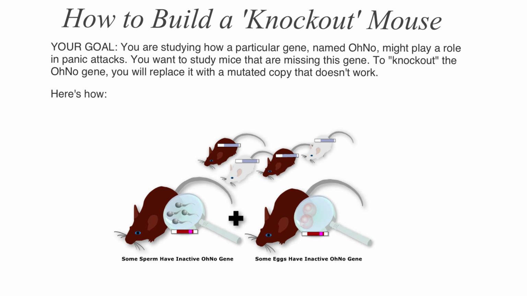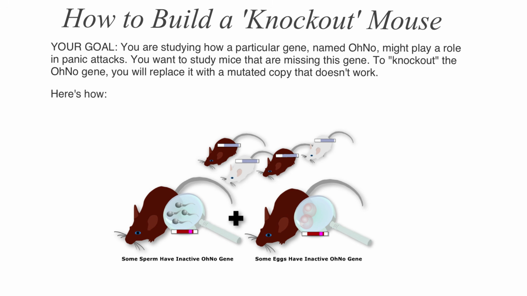Step number 7: test and breed the brown offspring. Half of the brown offspring will have a copy of the inactive ONO gene in all of their cells, including their reproductive cells. These mice have one normal copy of the ONO gene from their mother and one inactive copy from their father. So half of their reproductive cells will contain a normal copy and half will contain an inactive copy. These mice can be identified by performing DNA sequencing of their ONO genes and then bred with each other.